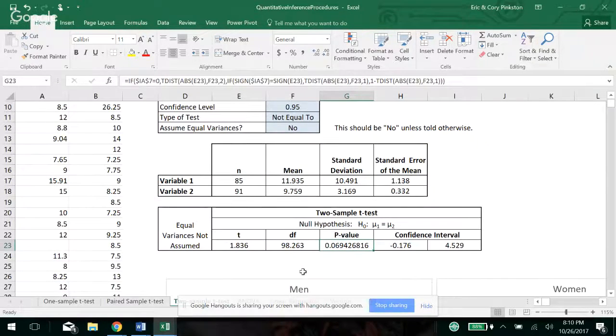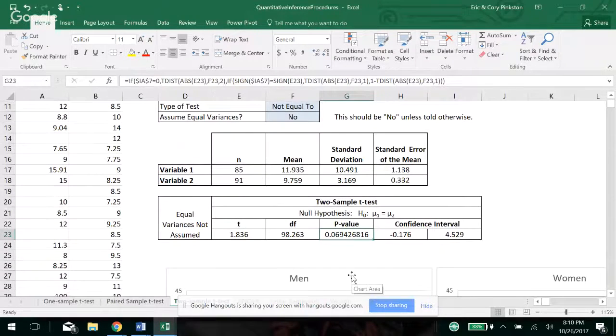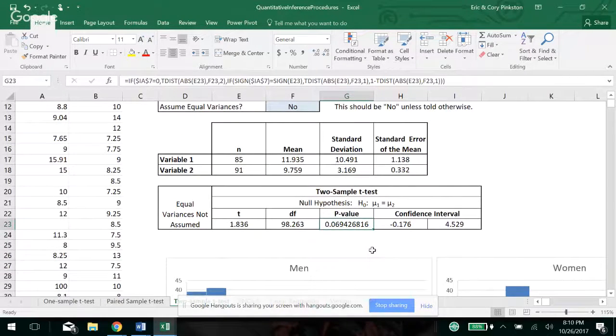Present your conclusions in the form of an English statement. We fail to reject the null hypothesis. Rather than testing a hypothesis, now say you just want to estimate the difference between female and male wages at the 95% confidence level. Create a confidence interval to estimate the difference. The confidence interval is negative 0.176 to 4.529. Yep.